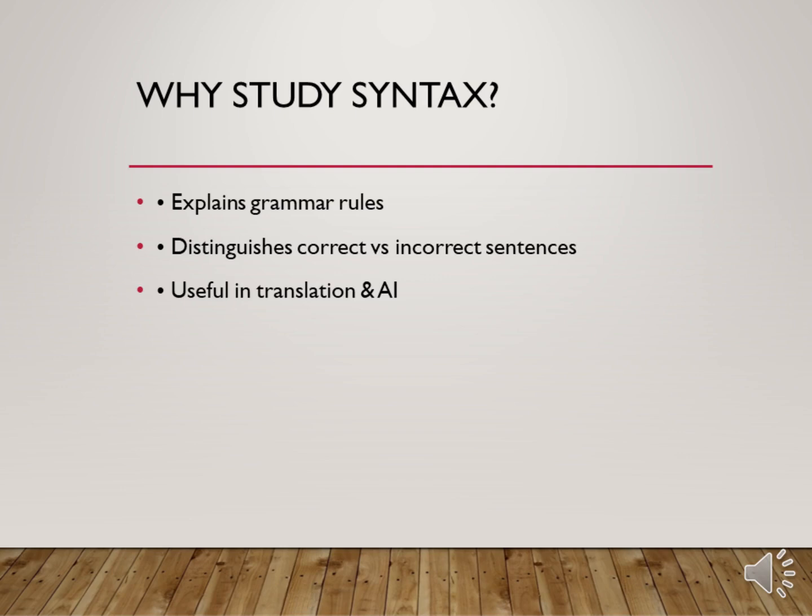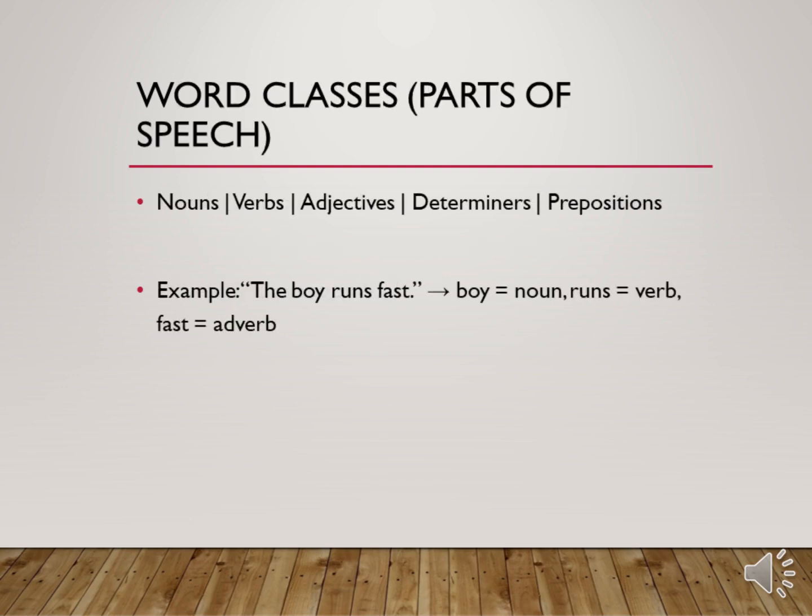Now, word classes. Every sentence is built from basic building blocks called word classes. This is also known traditionally as parts of speech. These include nouns, verbs, adjectives, determiners, prepositions, and others. For example, in the sentence, the boy runs fast, the word boy is a noun, runs is a verb, and fast is an adverb.